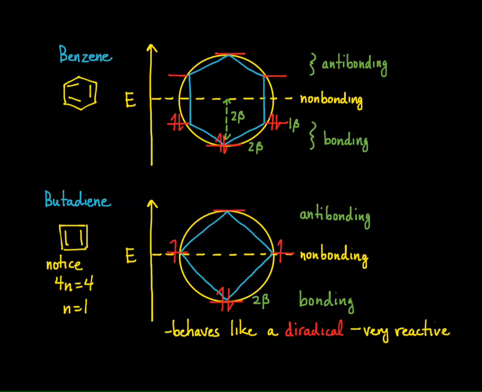Again, notice 4n electrons, or 4 electrons, and if I instead use 4n as my equation instead of 4n plus 2, n equals 1. When you have this type of scenario where all of the rules are satisfied and you have 4n pi electrons, this is what we refer to as anti-aromatic. Typically, anti-aromatic species are very reactive.